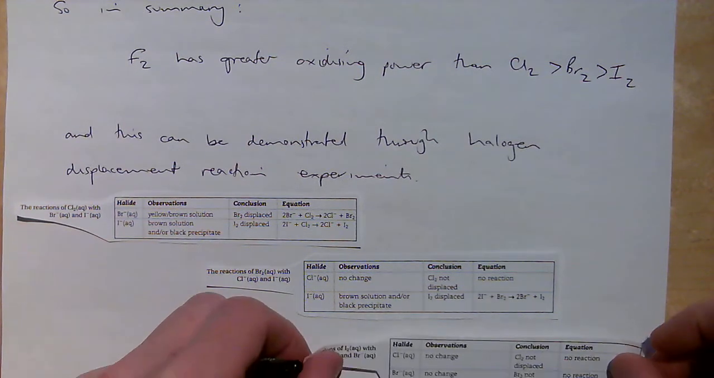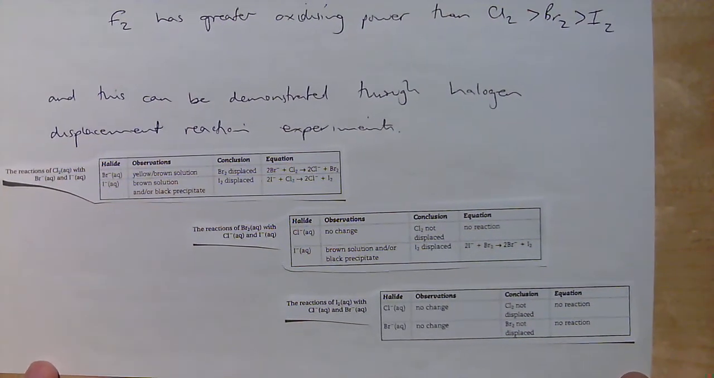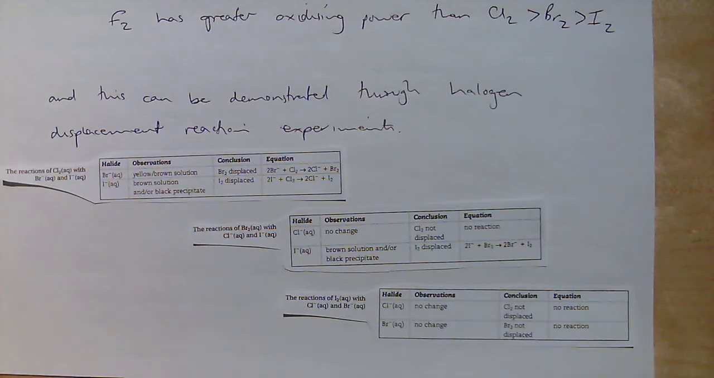And then finally, there we are. Okay, the reactions of I2 with Cl- and Br-, you can see there that there is no reaction. I2, because it's the weakest oxidizing agent, it is the least reactive of the halogens. Okay, so that therefore it can't displace Cl- ions or Br- ions from salts of those halogens.